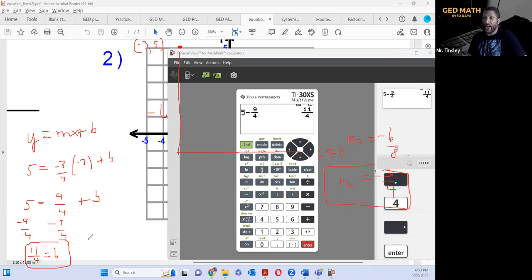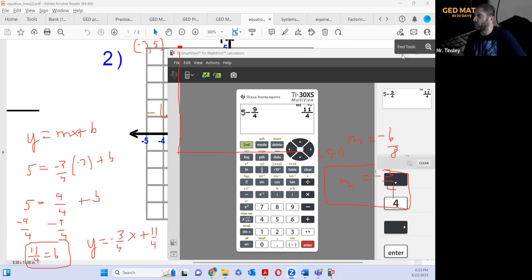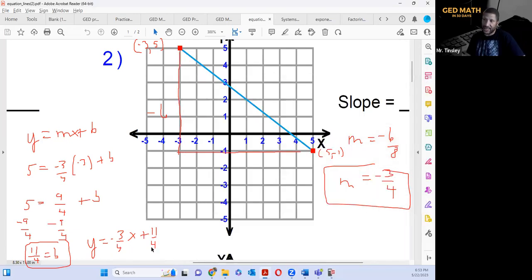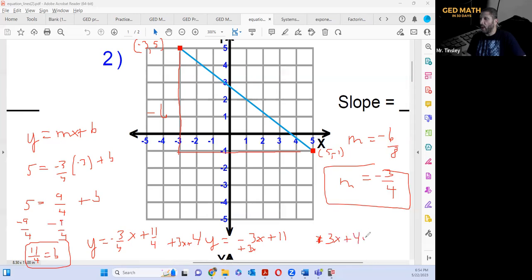So my equation of the line will be y = -3/4 x + 11/4. Okay, Mr. Tinsley, but what if they didn't have that as the multiple choice? They got standard form. What you notice is the common denominator 4. I'm going to multiply both sides by 4. So I get 4y = -3x + 11. I'm going to add 3x to both sides, and I get 3x + 4y = 11. That's standard form.